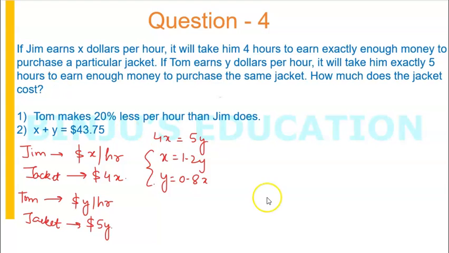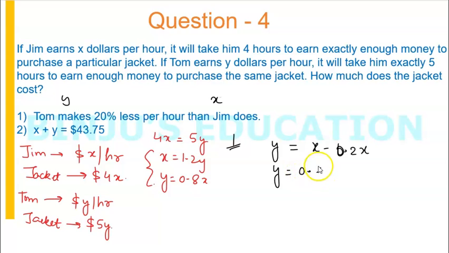Now let's see what the two statements are. Statement number 1: Tom makes 20% less per hour than Jim does. Tom is y and Jim is x. So the statement says that the value of y is 20% less than what Jim makes, that is x minus 20% of x, which is 0.2x. So y will be equal to 0.8x. Now this information is already with us from the question itself.